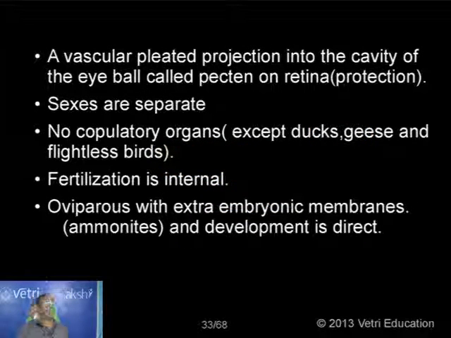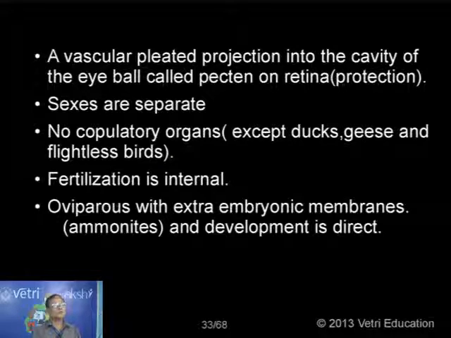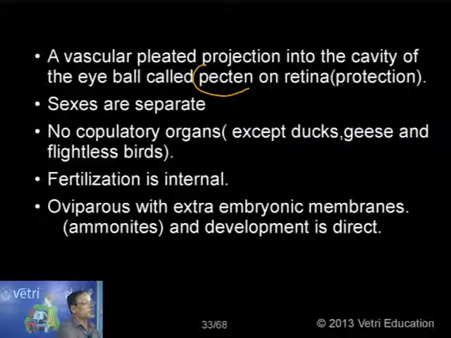Now one peculiar structure is also found projecting into the eye, originating from the wall of the eye. It is nothing but a vascular plate-like or pleated projection into the cavity of the eyeball. The name of the structure is called the pecten. It is assumed that it is giving sharp vision.